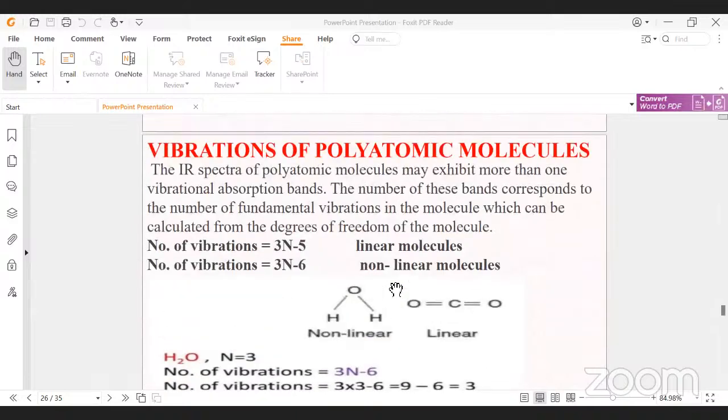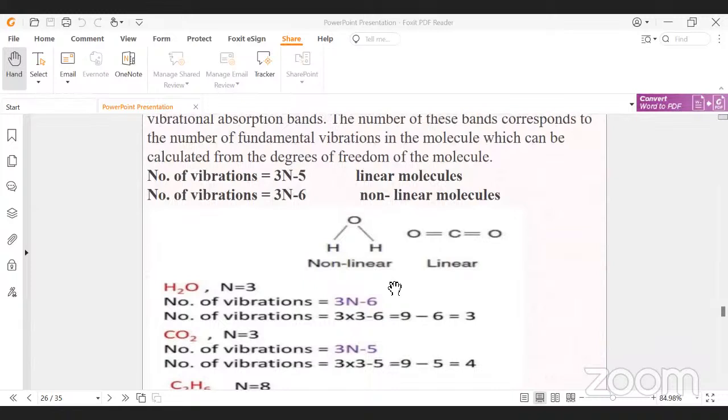This is the vibrations of a polyatomic molecule. It is just a very simple structure and simple formula. It may come in the entrance exam also. Whatever it is, CSIR or entrance exams, it will also come.